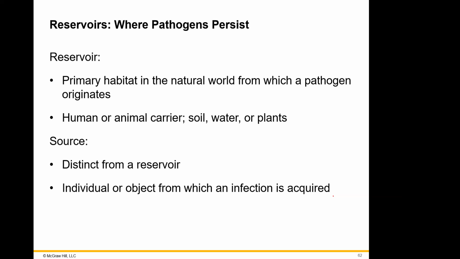The source is going to be the individual from whom the infection was spread to the rest of the population or group, right? If you did happen to travel to Haiti and you got cholera, and now you're sharing your water with everybody, and they all get cholera, then you would be the source. Okay.